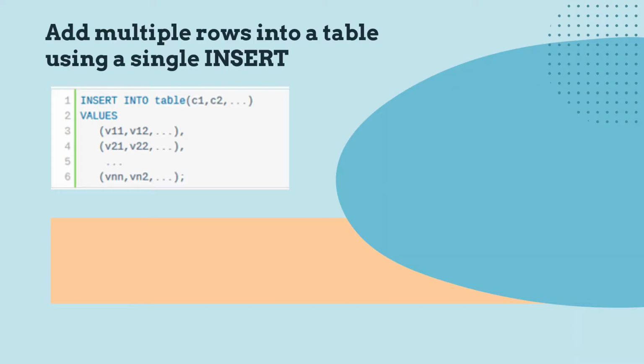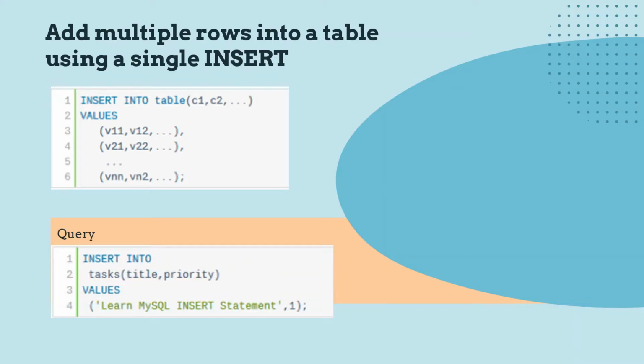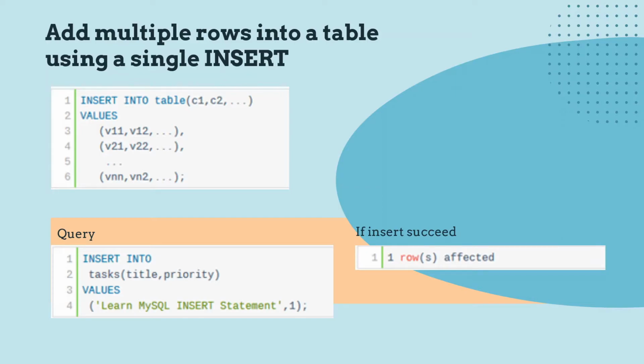For example, in this statement, we use it to add a new row to the task table. We can use insert into and then the table name. The table name is task, and then we specify the columns, title and priority, and then values clause, and then we insert the values of title and priority. If insert succeeds, MySQL returns the following message after the statement is executed. One row affected, it means that the insert statement is successful.